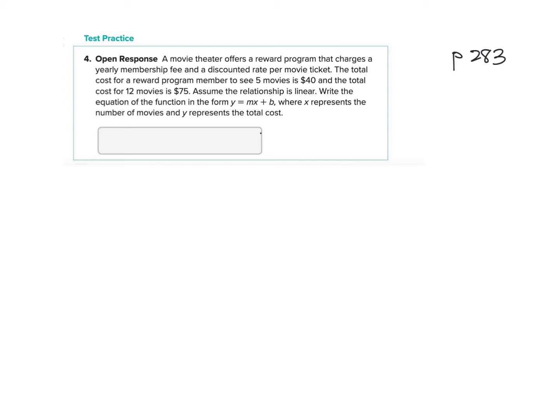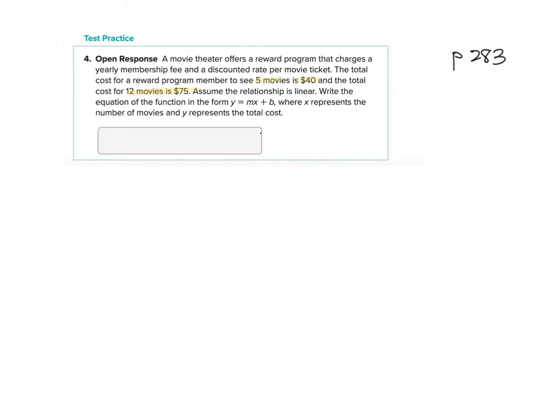All right, let's do one more. It says, and this is on page 283, number 4 this time. All right, it says, a movie theater offers a reward program that charges a yearly membership and a discounted rate per movie ticket. Okay, the reward program member, for 5 movies, you pay $40. And for 12 movies, you pay $75. I want to know, well, what was the initial membership fee? Okay, and then how much is it per ticket?